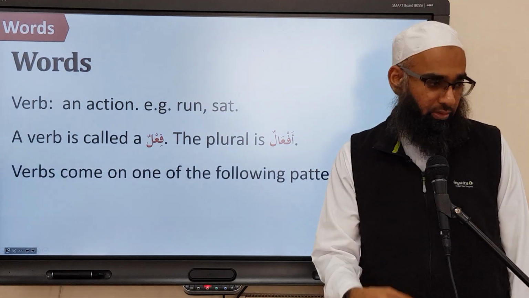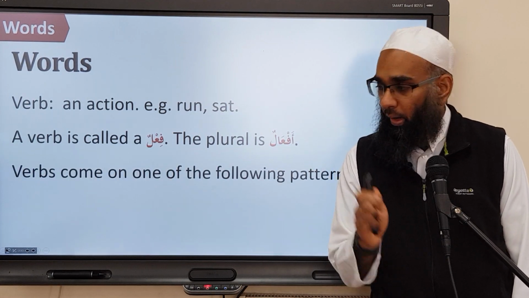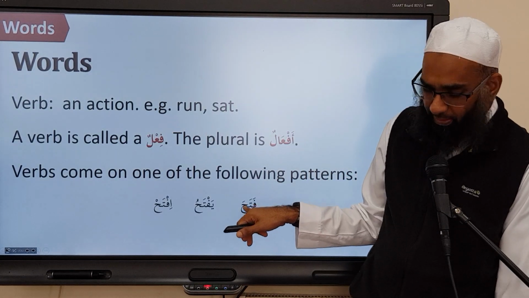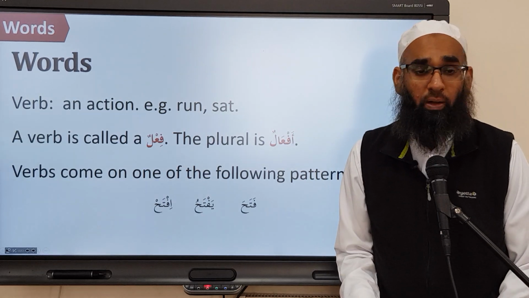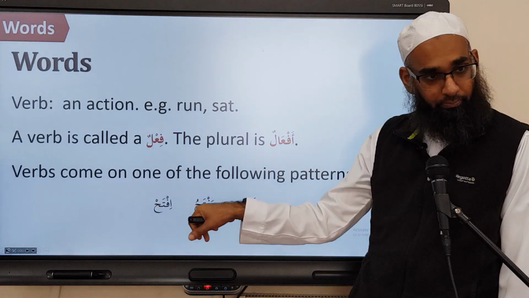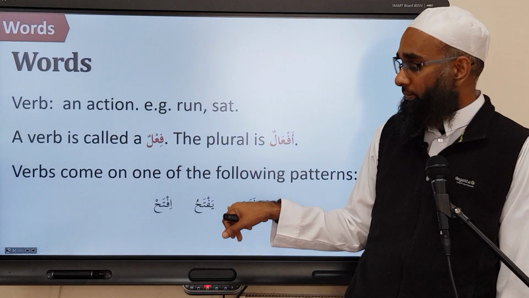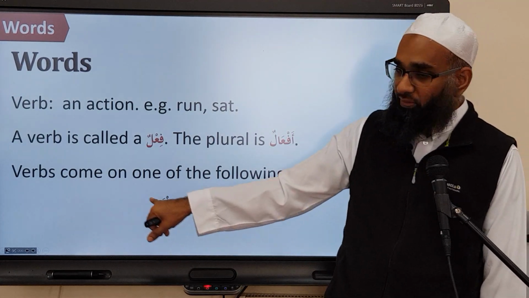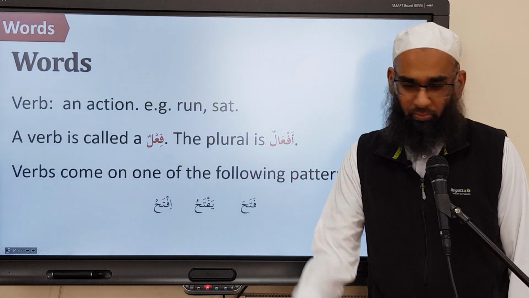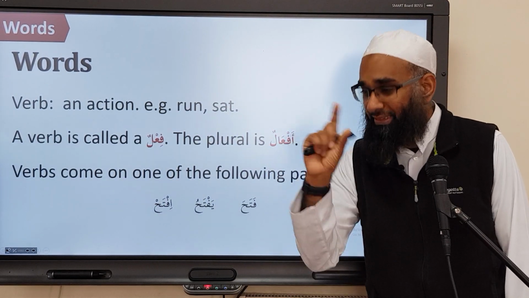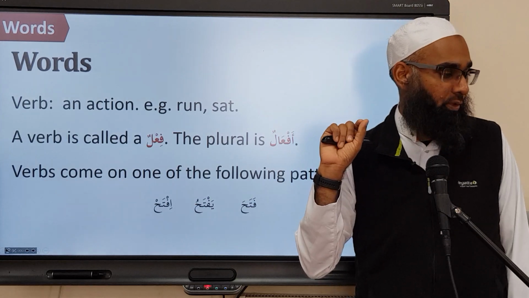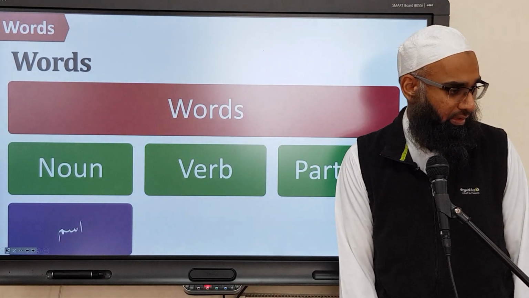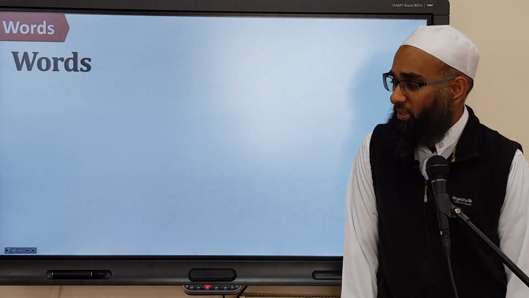Very good. Now, there are rules of verbs. We're not going to discuss them here, but just as a brief understanding, these patterns will make more sense when you start doing the verbs. For example, fataha, yaftahu, iftah. So I'm not going to discuss this. You'll do it in sarf and you'll understand perfectly what's going on. Okay? So we're done now. Noun is ism and verb is fe'lun. And the last part is what?